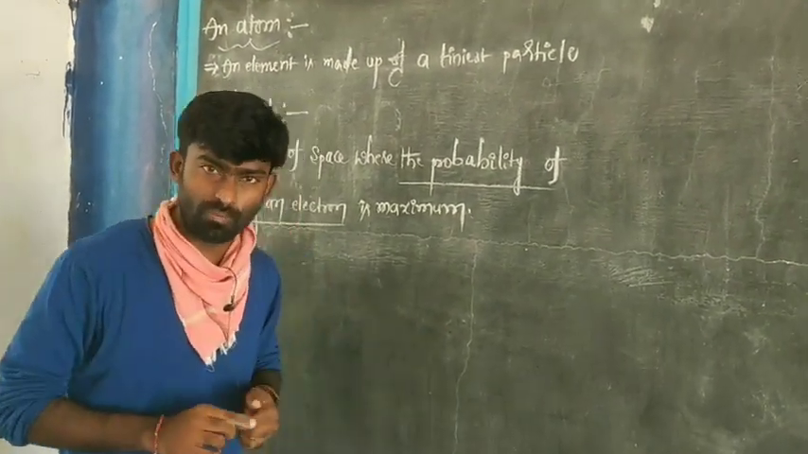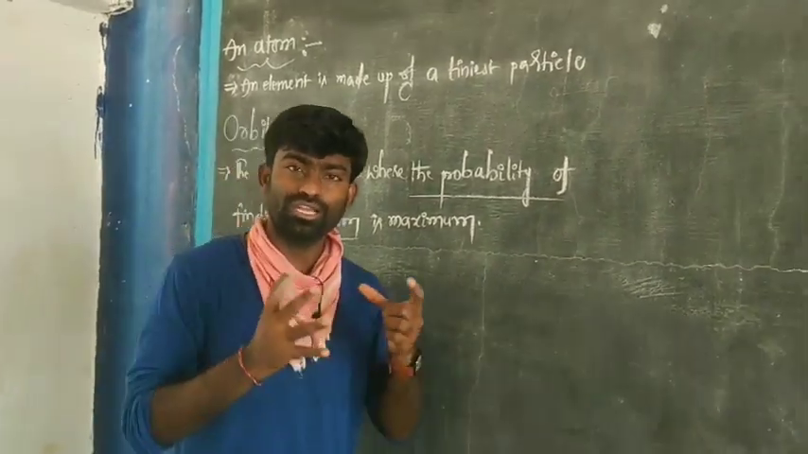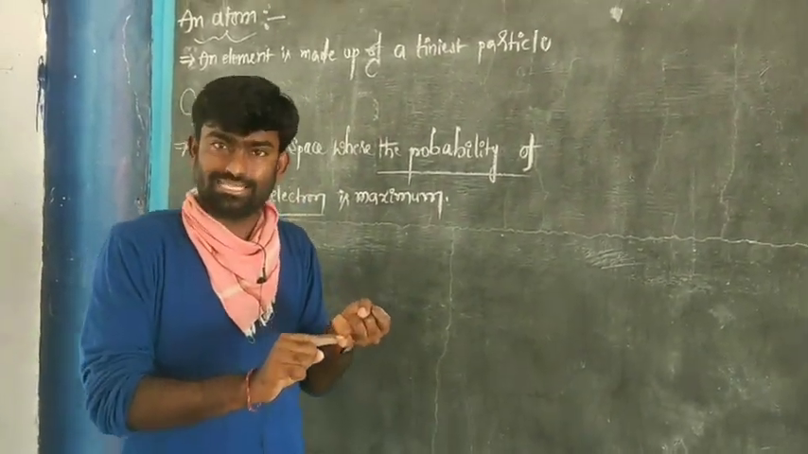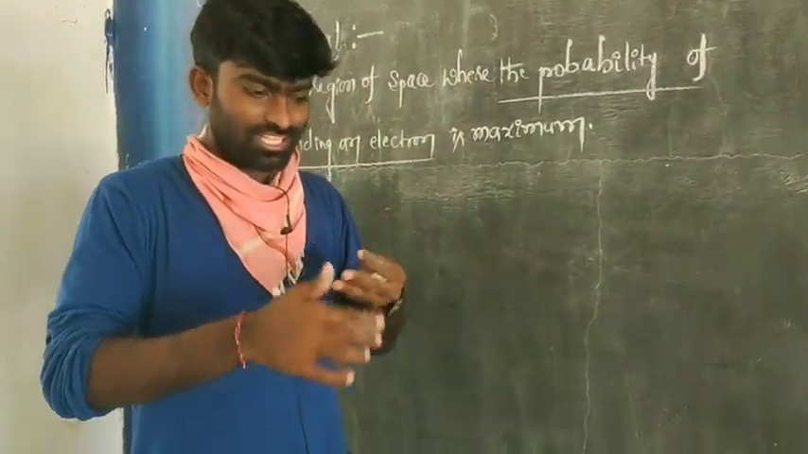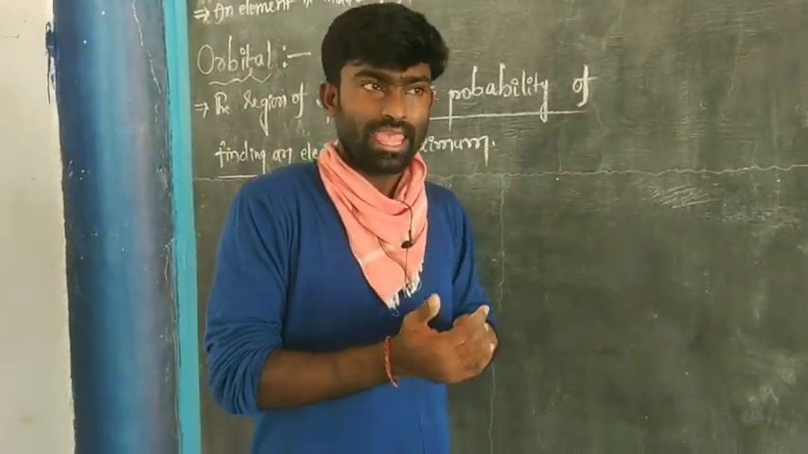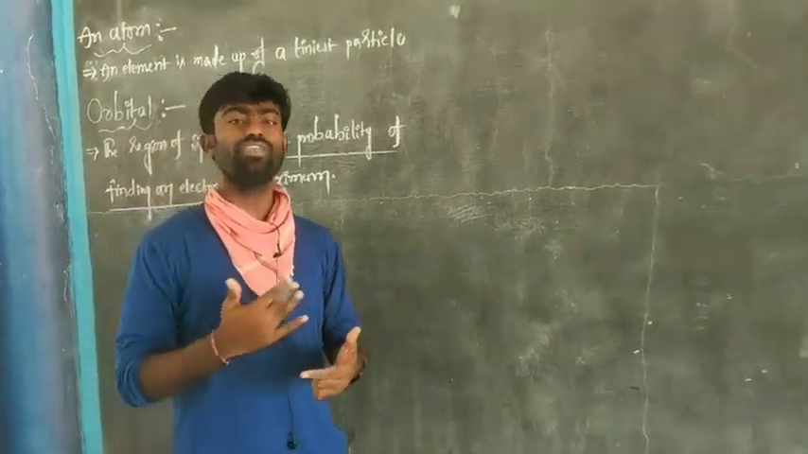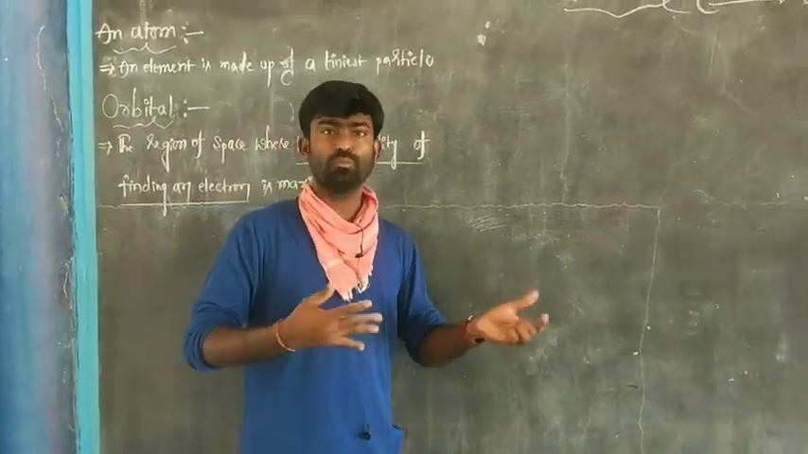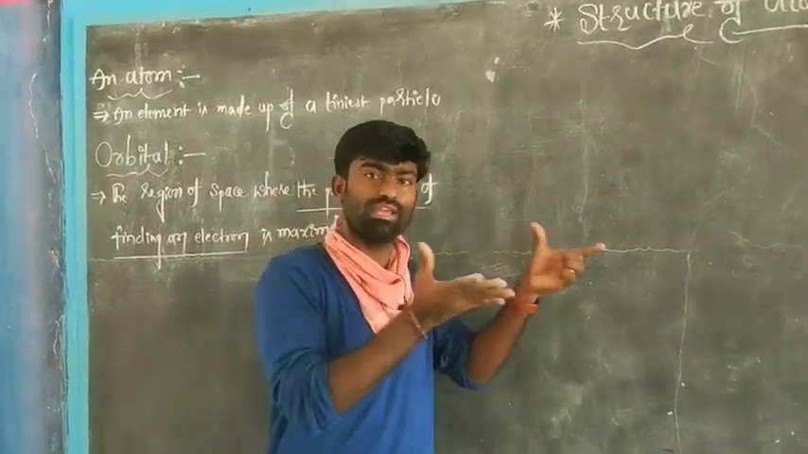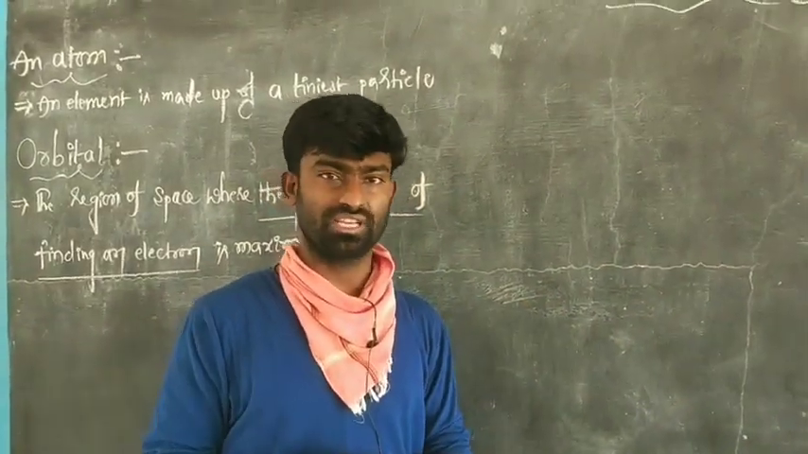and those quantum numbers help us to understand the size of an orbit, the shape of the orbital, the orientation of the orbital around the nucleus, and the spin, which means whether the electron is moving in a clockwise or anti-clockwise direction.